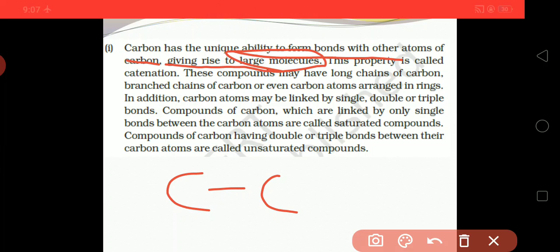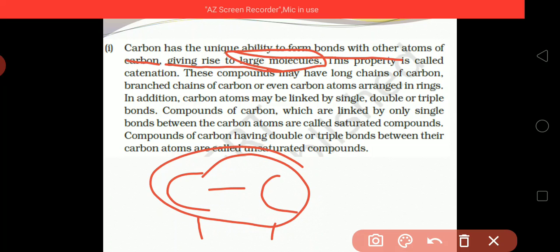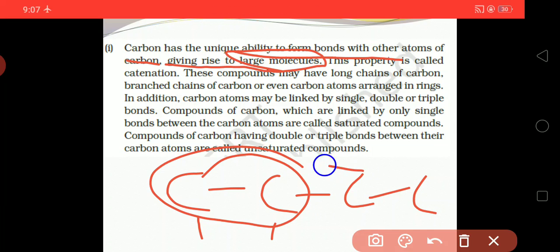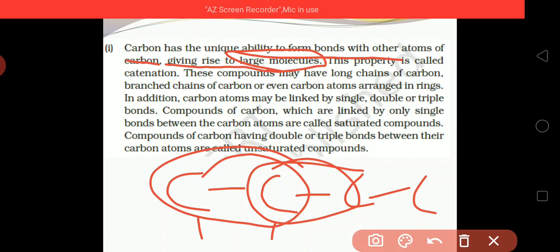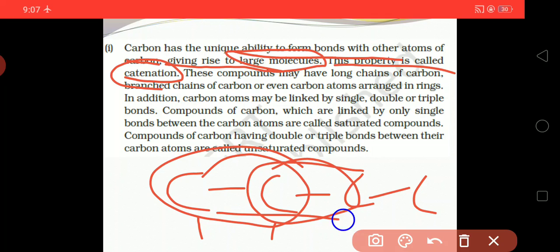If we take two carbons, then two atoms of carbon will form a compound. In the same way, by connection of carbon-carbon bonds, it will form a large molecule. This property is called catenation. This compound may have a long chain of carbon. Here you can see that.